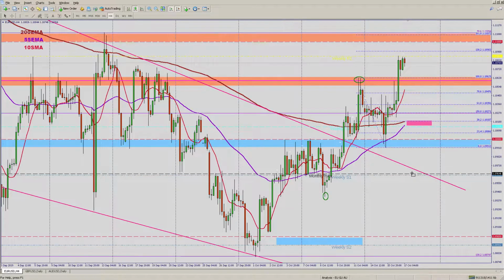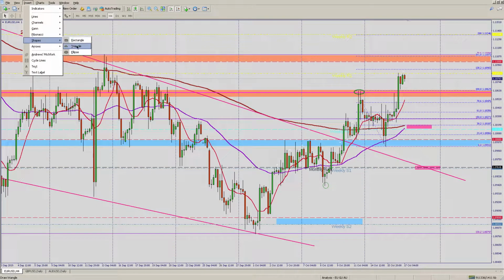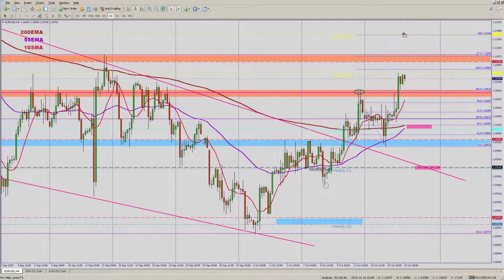So I may mark this out as a next key support if this 110 level breaks, along with this previous descending wedge trend line. And this could be a possible higher target.